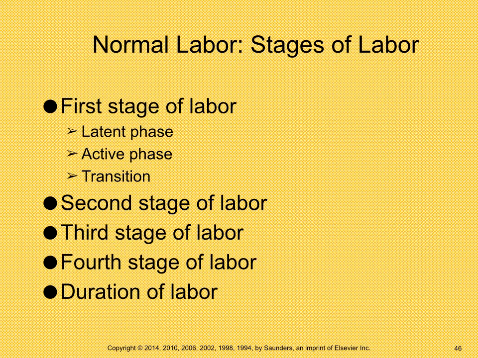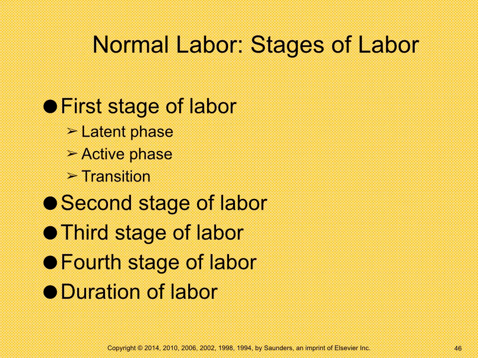Active phase starts at about 4 centimeters, and labor becomes more established. Contractions are definitely more rhythmic. They become stronger, so moms can continue to efface and dilate their cervix. Transition is defined at 8 to 10 centimeters, typically the shortest part of labor, but the most challenging part of labor, those final centimeters to be dilated.